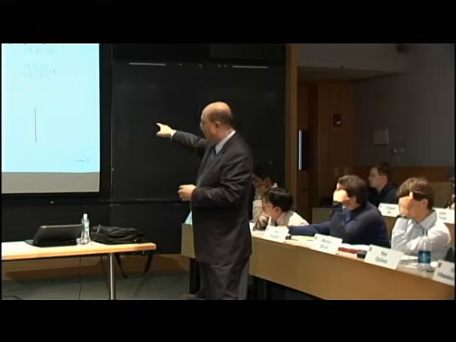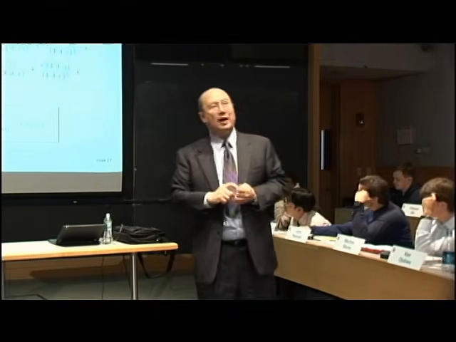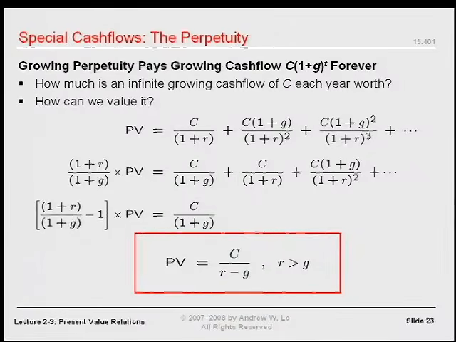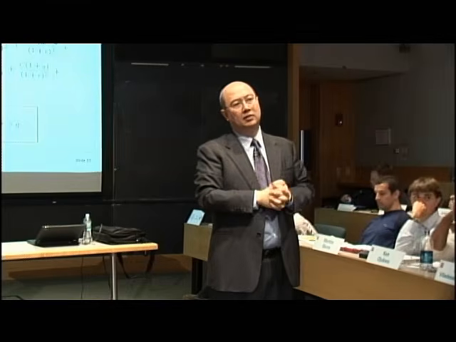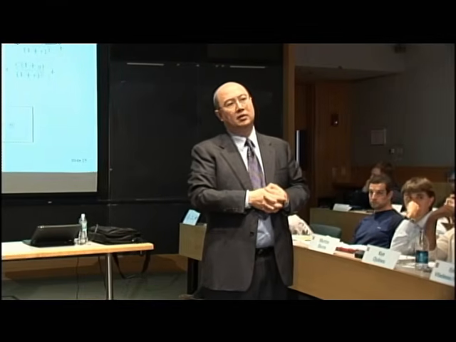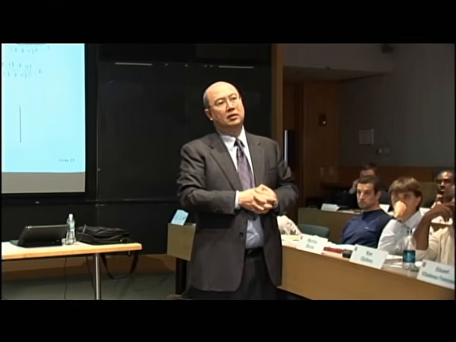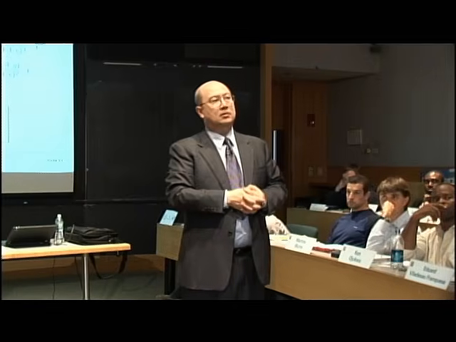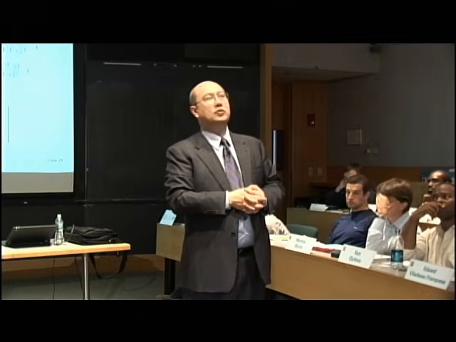Now you notice I have a little condition at the end of that. R has to be greater than G. Why do I have that condition? Yeah? Otherwise, the R will go up and up to infinity, and the present value will be infinite, not converging to zero. That's right. So let's suppose that R equals G.